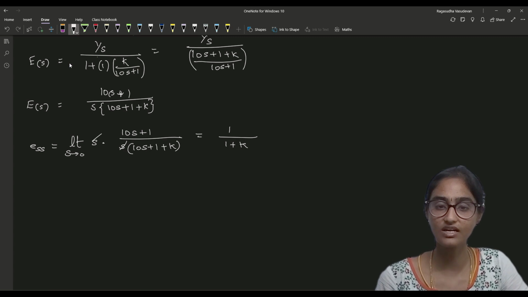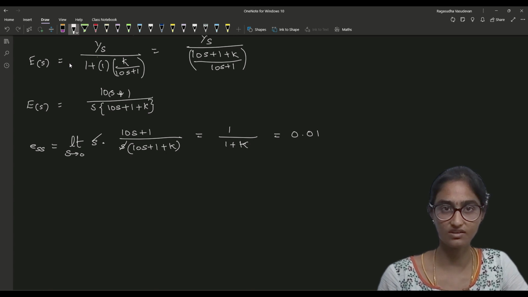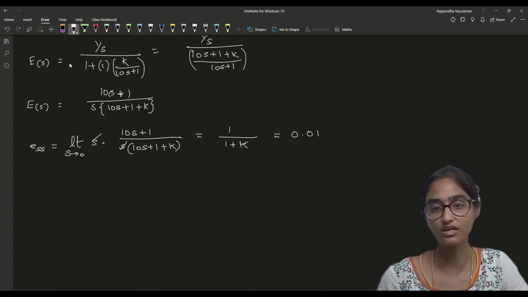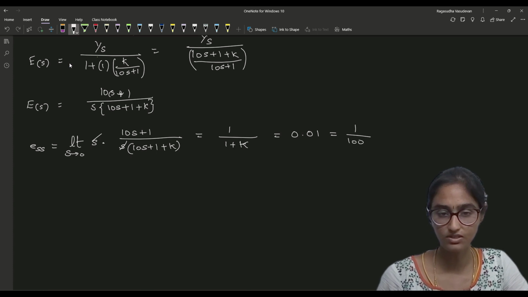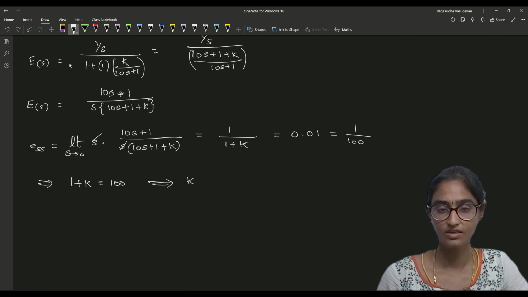And it's given that the steady state error should be 0.01. So what is the value of k? We can just simply cross multiply and find out. 0.01 can be written as 1 by 100. So this implies that 1 plus k is equal to 100. Correct? So what is the value of k? The value of k is equal to 99.